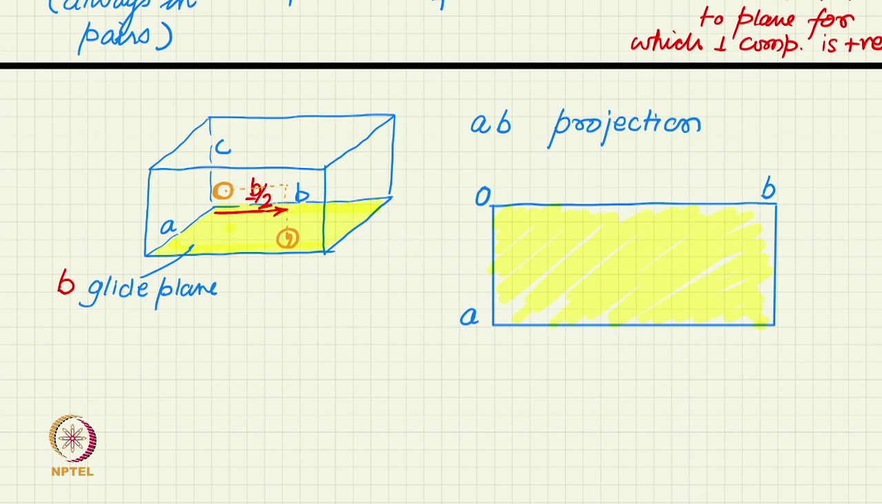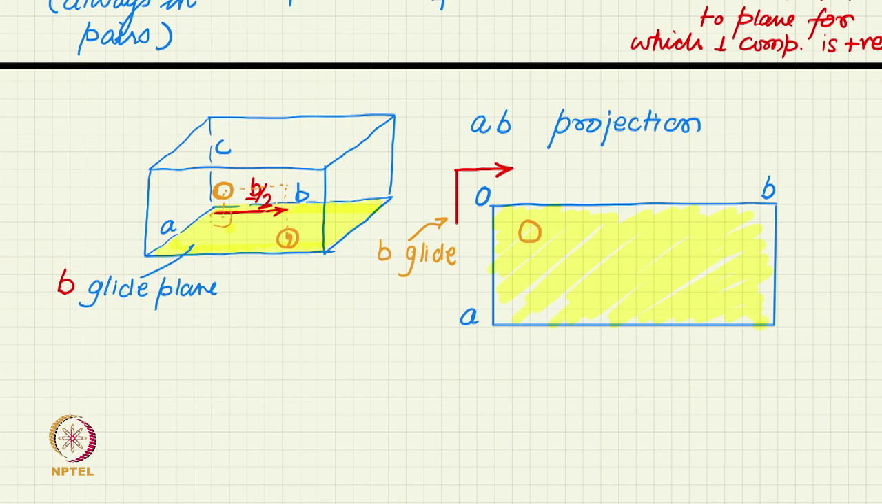Since the projection plane itself is the glide plane, I will use this graphical symbol to indicate that this is a glide plane, and since B direction is the glide direction, I will put an arrow here. So, this symbol will be representing B glide in this projection, and of course, since I have an object there, I can show it like this, but now since it is in projection, it will come on the plane there.